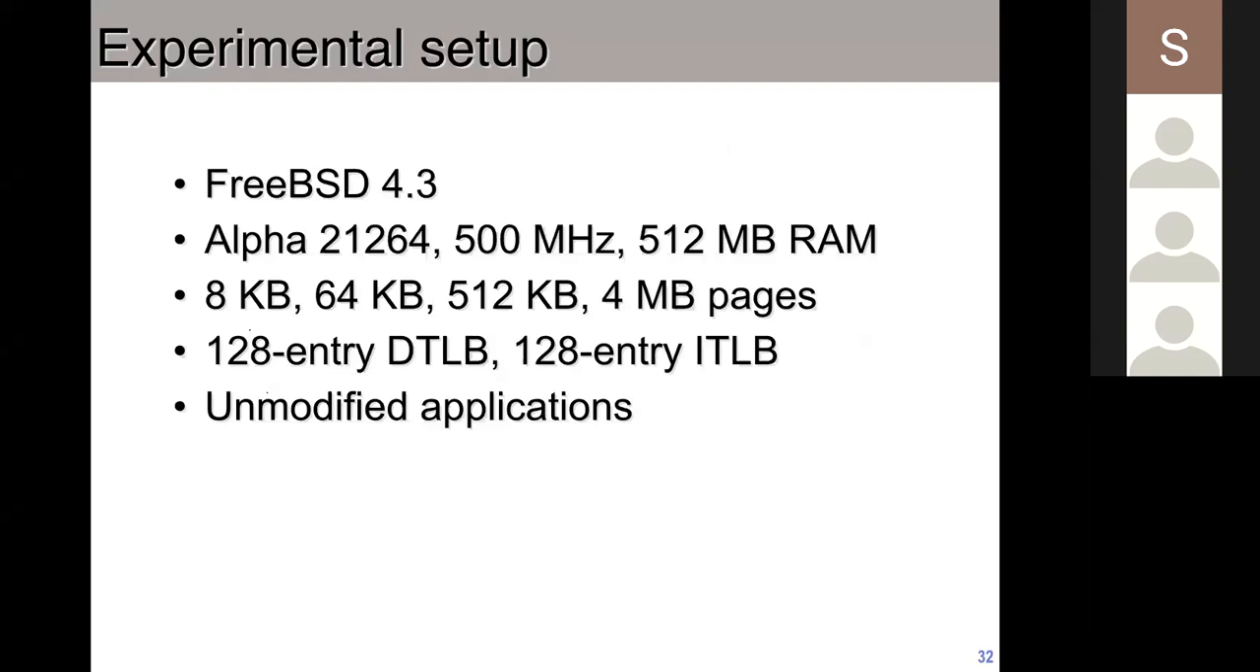FreeBSD is still around, except that now Linux has become more popular. But FreeBSD came from Berkeley, and one of the things was it ran on these alpha processors. They used an alpha system with an alpha CPU on it. Of course, you can see the specs look old, but for that time, this was kind of a high-end system. And the processor supported 8 kilobyte, 64 kilobyte, 512 kilobyte, and 4 MB superpages.